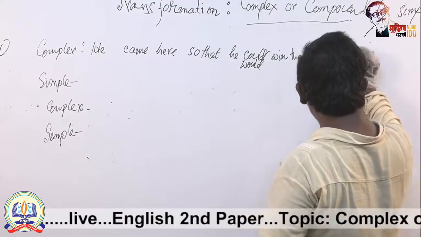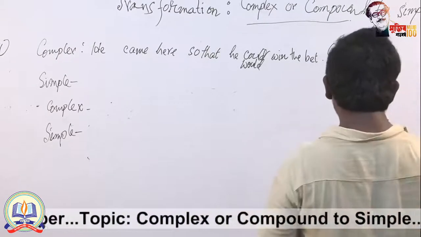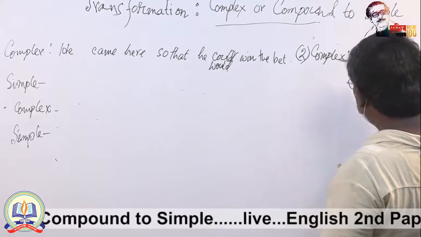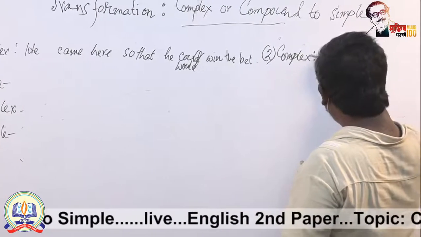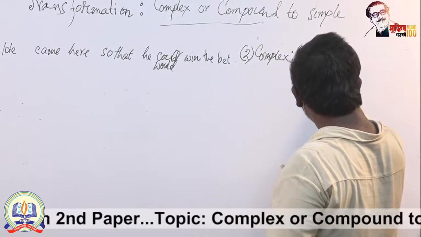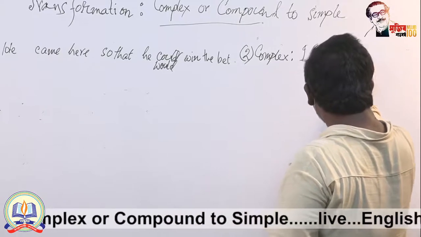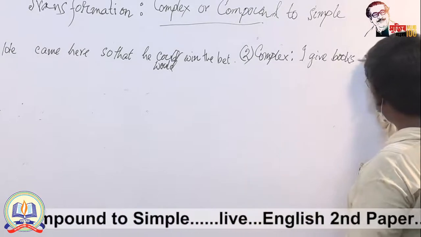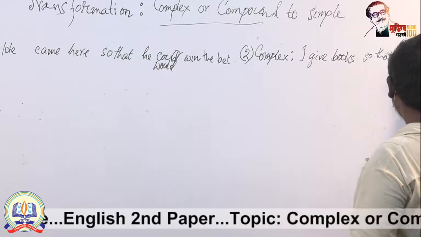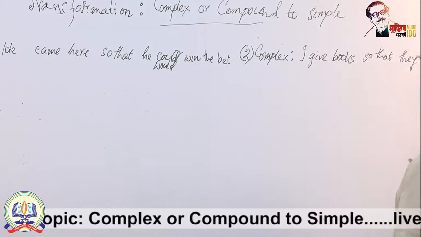And example number two of another complex sentence with a similar structure: I give books so that they can read.